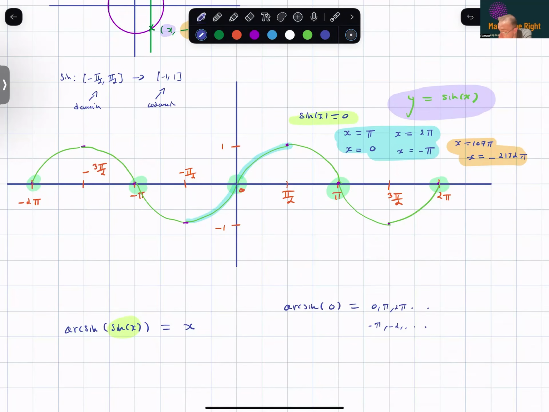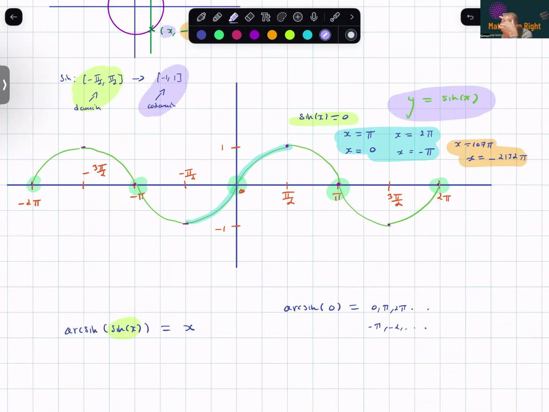It is not R. We'll talk about this in another video. Again, I don't want to overload this right now. But the domain is negative pi over 2 to pi over 2. The codomain is negative 1 to 1. And now it is one-to-one and is what we call onto. It takes every value in between negative pi over 2 and pi over 2 and maps it to exactly one value in negative 1 to 1.